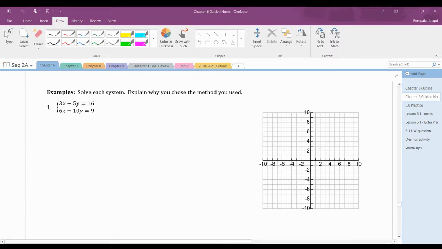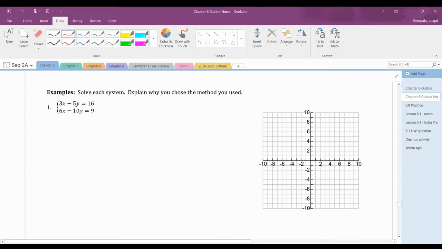So notice that in this first example, 3x minus 5y equals 16 and 6x minus 10y equals 9. I don't see both equations that say y equals. So that means that I'm not going to graph this. So even though there's a graph provided, I'm not using it. If I look, I do not see a variable by itself. I don't see x equals. I don't see y equals.